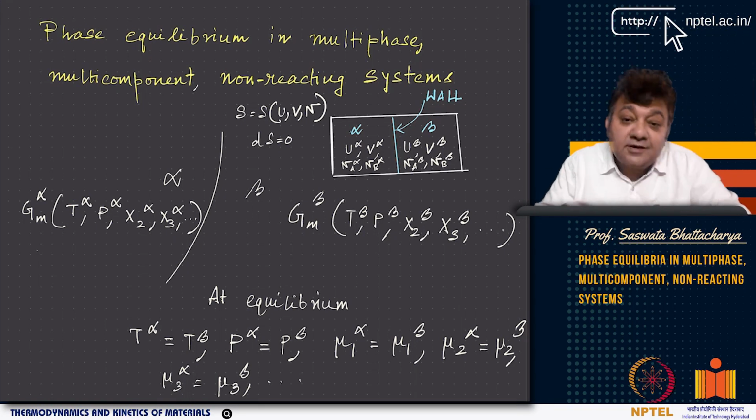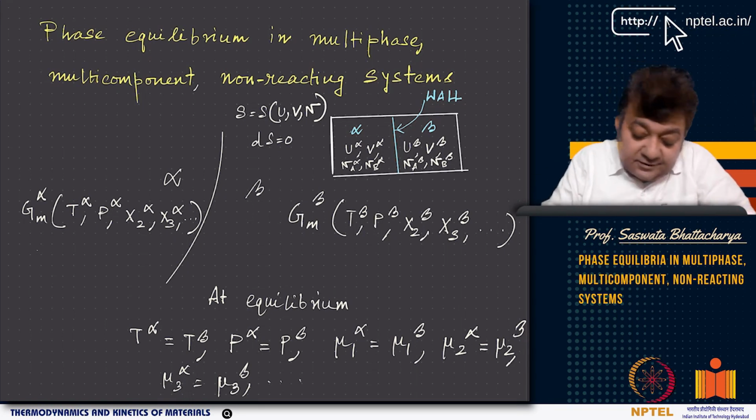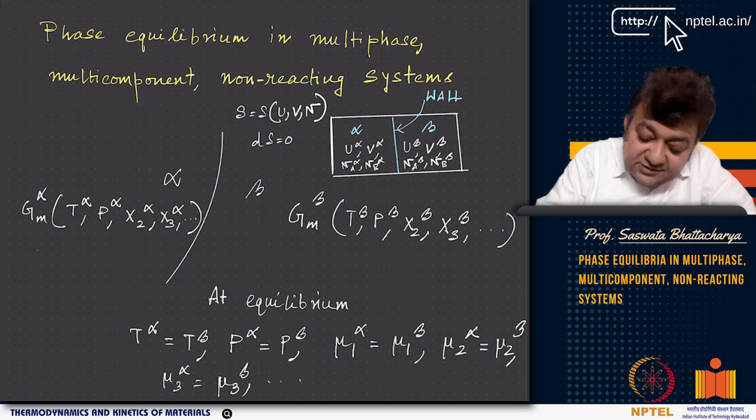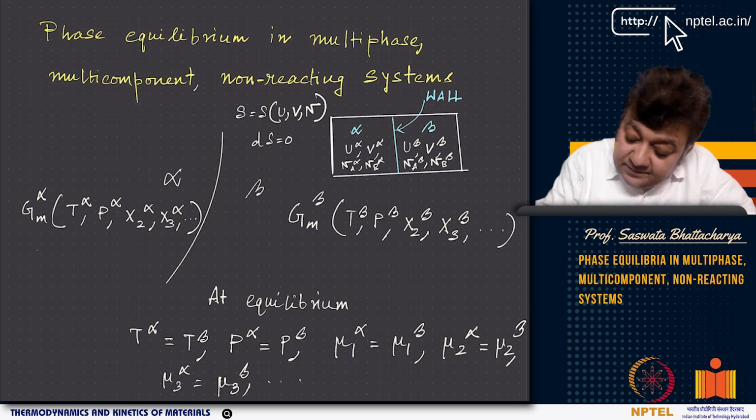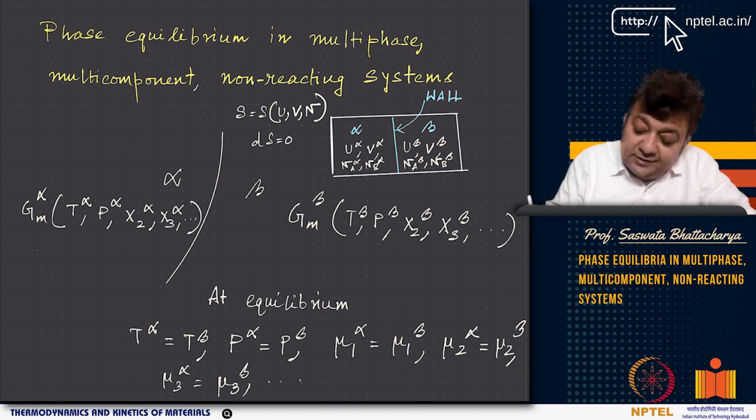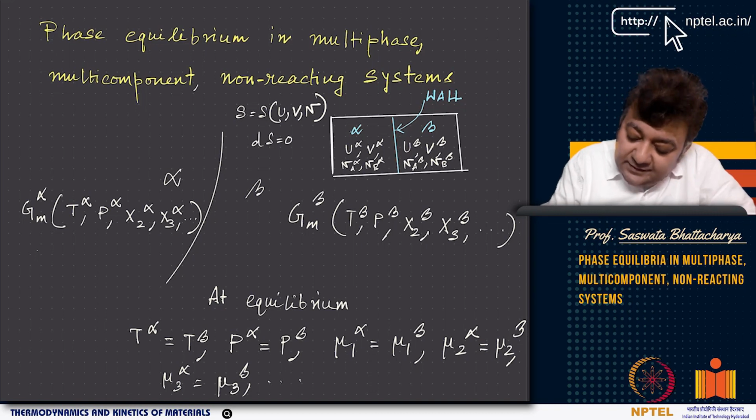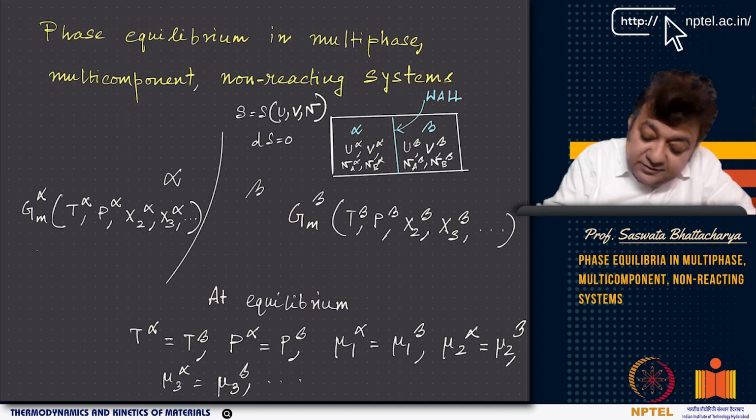So we remove constraints from the wall. What are the constraints? For example, it was an adiabatic constraint, meaning no heat transfer. You removed that constraint and allowed heat transfer, so you made it diathermal. You made it flexible or movable, so the volumes can be exchanged. And it was made permeable; initially it was impermeable, then it was made permeable.